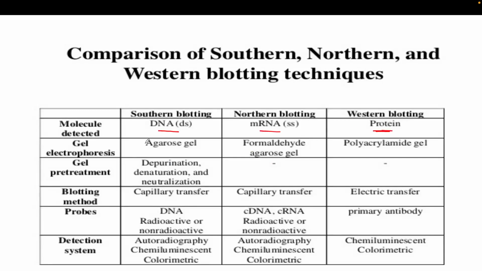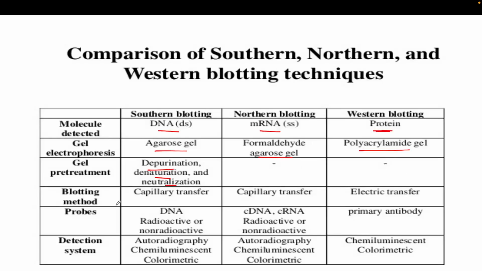The gel electrophoresis in southern blotting is agarose gel. In northern blotting it is formaldehyde agarose gel, and in western blotting it is polyacrylamide gel. Gel pre-treatment means that before transfer you have to do depurination, denaturation and neutralization in southern blotting. But in northern blotting there is no need of denaturation and digestion, and in western blotting also there is no need.